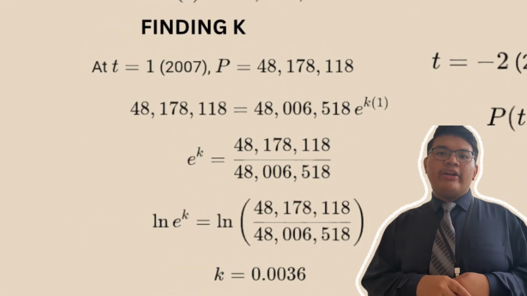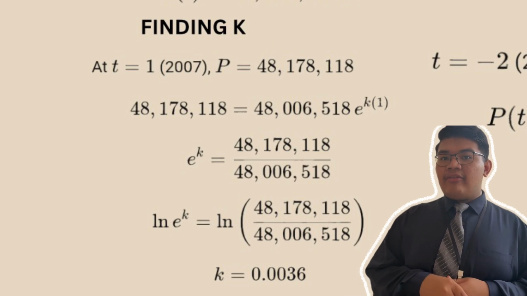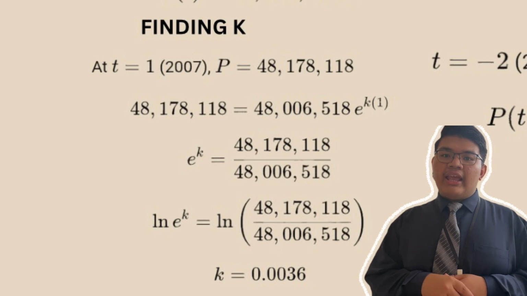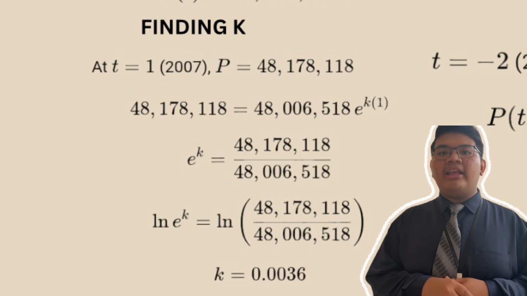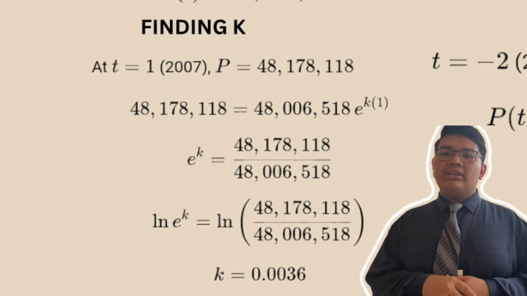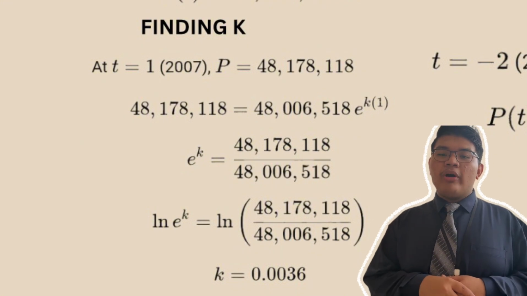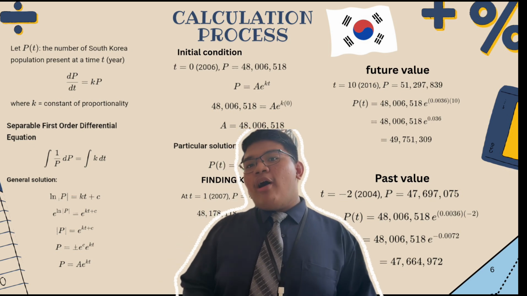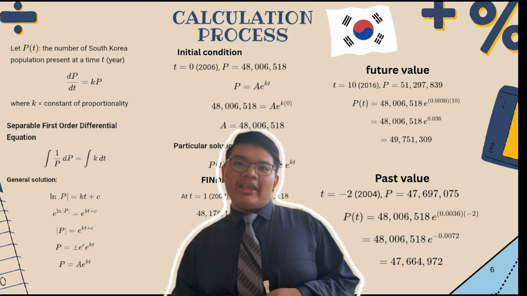Next, we need to find the growth constant k using data from 2007, or t = 1, where the population rose to 48,178,118. We solve for k using natural logarithms. This gives us a growth constant of 0.0036. Testing the model. With our particular solution finalized, we can test the model's accuracy by looking at future and past values.